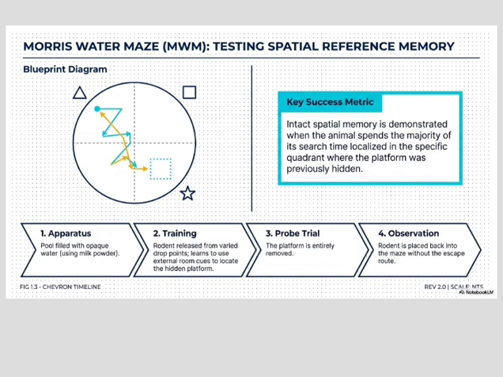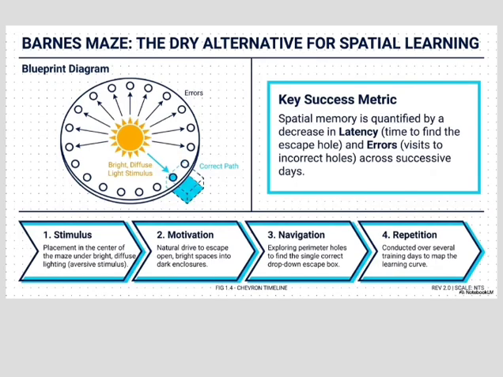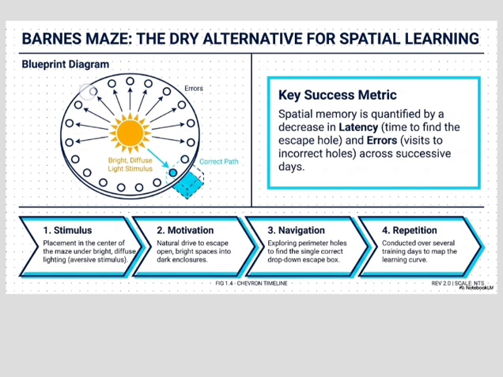Now, the next one is the Barnes maze, which is a dry alternative for spatial learning. This consists of a circular elevated platform containing multiple openings leading into a dark enclosed area. Rodents are naturally motivated to escape from the bright, illuminated open spaces into the dark closed area.